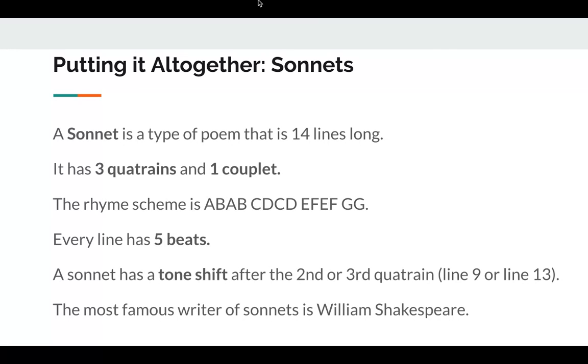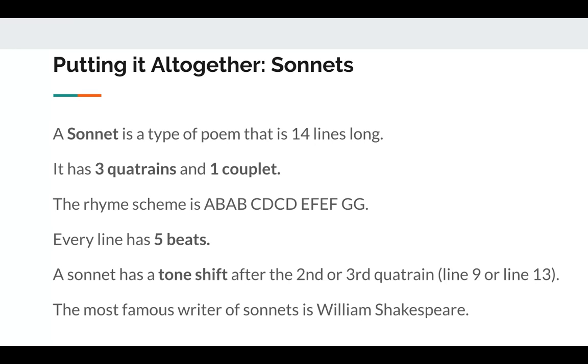sonnet. So a sonnet is a type of poem that is 14 lines long. It has 3 quatrains and 1 couplet, so 3 times 4 is 12. 1 times 2 is 2. If we put those things together, we got 14 lines. The rhyme scheme goes A, B, A, B, C, D, C, D, E, F, E, F, and that last couplet is G, G.